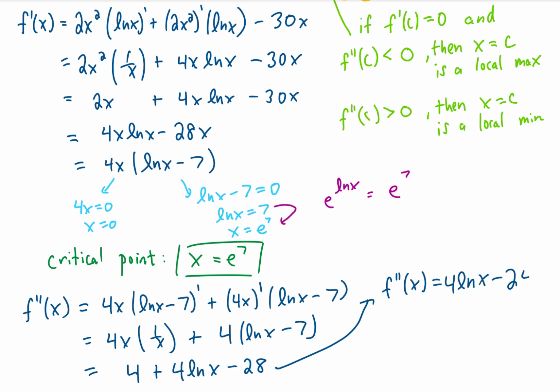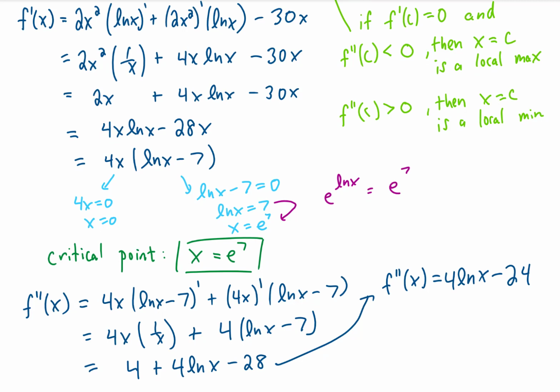Now what we're going to do with that second derivative is we're going to plug our critical point into it. So we're going to replace x with e to the 7th. And if you recall that the natural log and exponential functions are inverses, you'll remember that they cancel with each other, leaving us with a 4 times 7 minus 24. That's 28 minus 24. That gives us an answer of 4. More importantly, this 4 is positive.